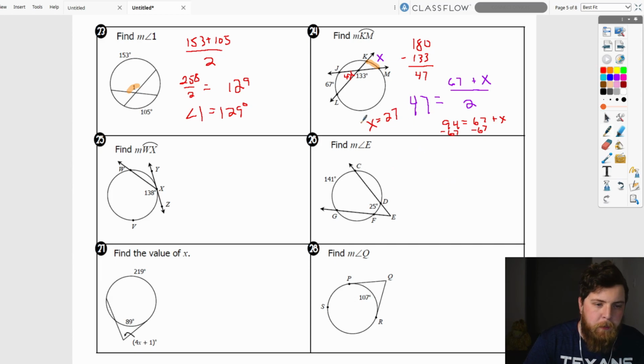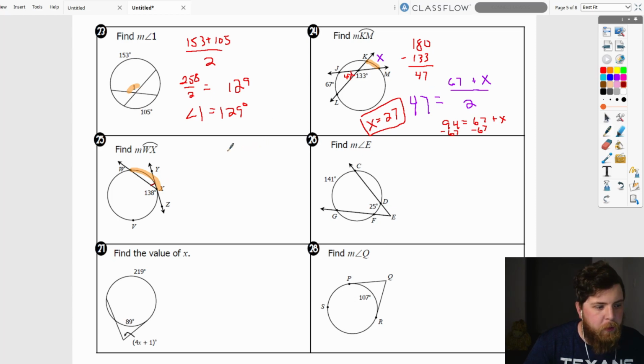Right? Does that seem right? Yeah, 27. So, measure of Km would be 27. Here they're asking about finding Wx, right? So they're asking about this arc measure here. To do that, I've got to determine what this angle is.